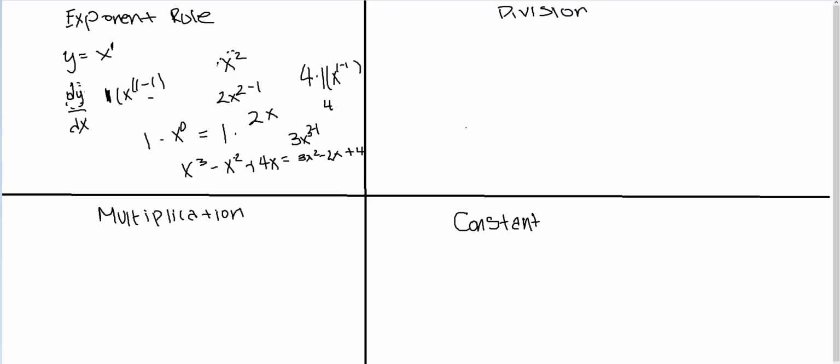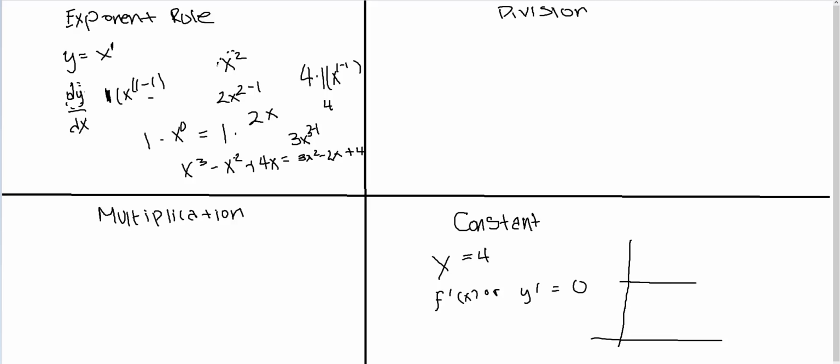Now we have the constant derivative rule, which states that when we derive a constant value, for example y equals 4, the derivative of this will always equal 0. So the f prime of x, or y prime, would equal 0. And why is this? Well, if we draw this out, this graph, this is a very rough sketch.